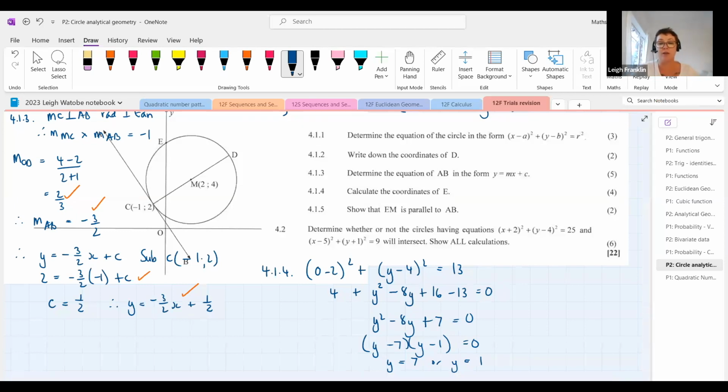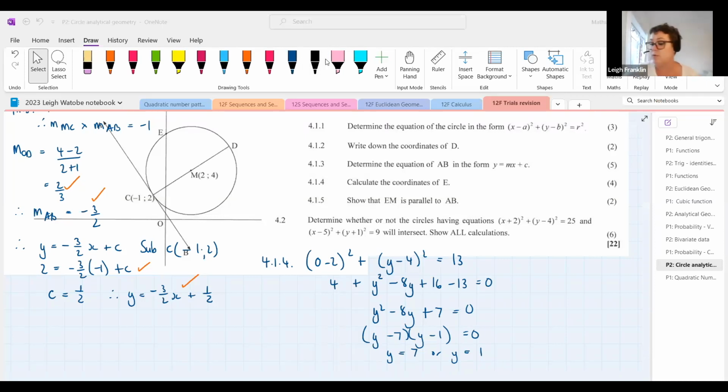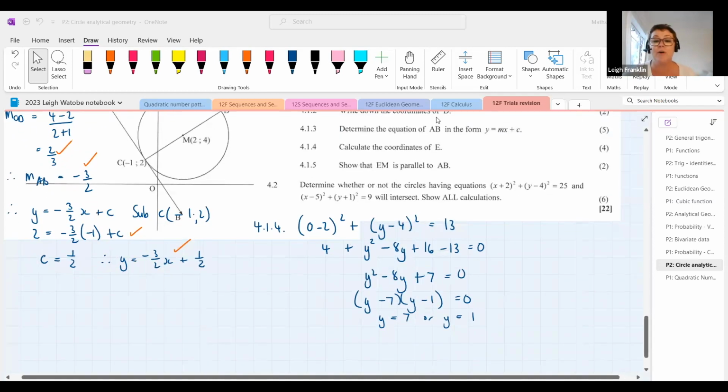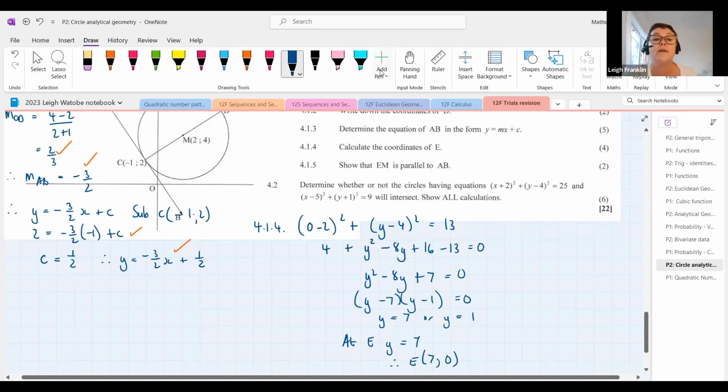Okay, so now we've got to make a choice. What is y going to be equal to? Is it 7 or 1 at E? Okay, it would have to be 7. All right, that would have to be the bigger of the two. All right, so at E, y is equal to 7. So therefore, the coordinates of E would be 7 and 0 and not 1 and 0. Okay, I think everybody is all right with that. That's out of 4 marks.